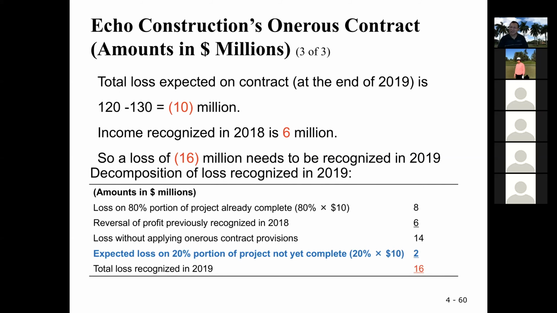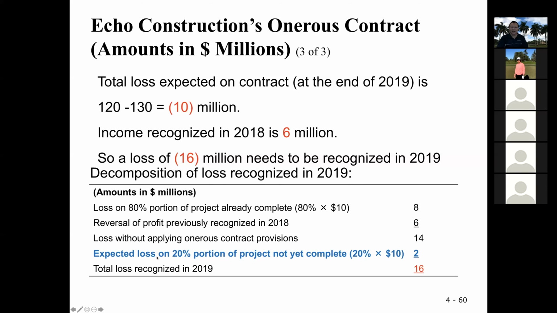What are we talking about in 2018? This is a loss. How can you recognize the revenue? This project is a failure, a loss. What you have done in 2018, the recognition of the $6 million revenue, has to be reversed. So you reverse that 6 million, and you get $14 million loss. And then you need another 2 to make it 16.